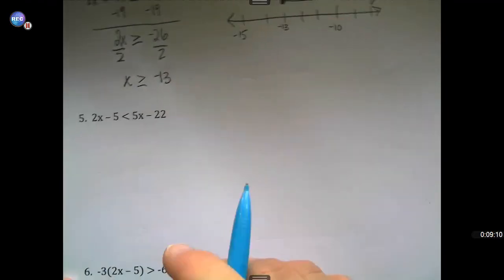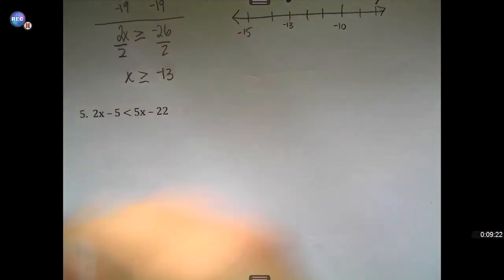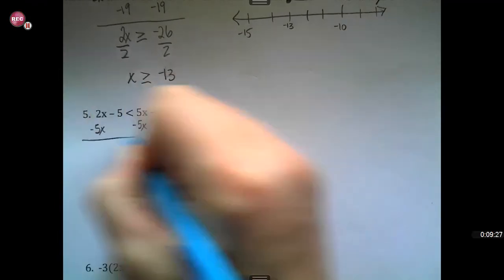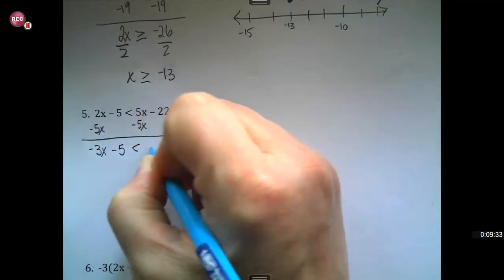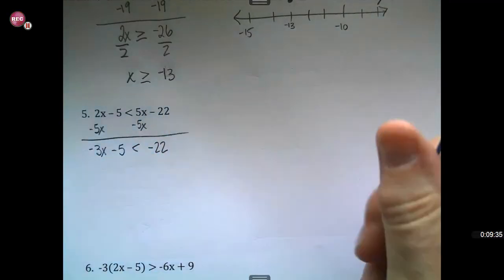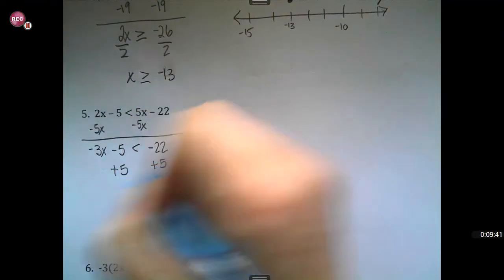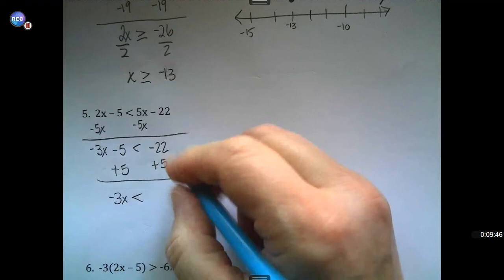So some people will look at this next example and say, well, we need to subtract 2x. And I look at this example and say, I need to subtract 5x, because I like to keep my variables on the left-hand side. So we subtract 5x from both sides. Negative 3x minus 5 is less than negative 22. Now I'm going to add 5 to both sides, and I get negative 3x less than negative 17.